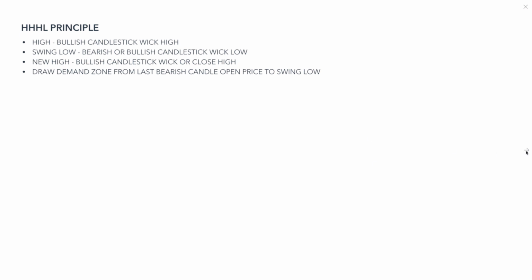And another caveat to this is hidden demand, and hidden demand is an outside candle. So if we are following the rules of the higher high, higher low principle, what we want to do is understand that an outside candle, and you might not know what an outside candle is, but an outside candle is something like this, where let's say for example you have a candlestick where the wick low goes below the previous candle's low price. So this goes below that.